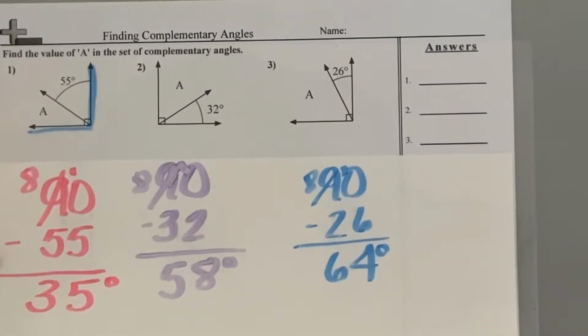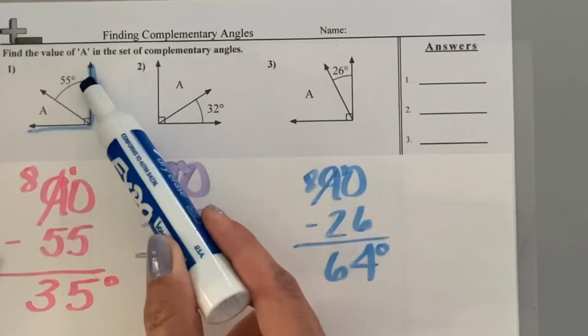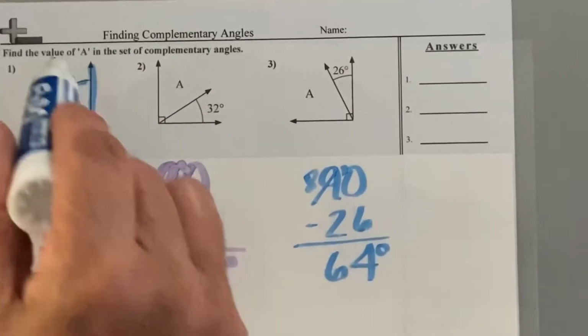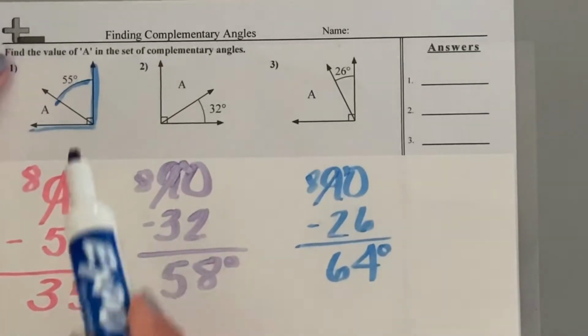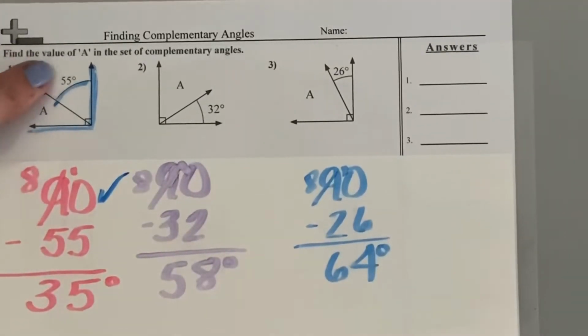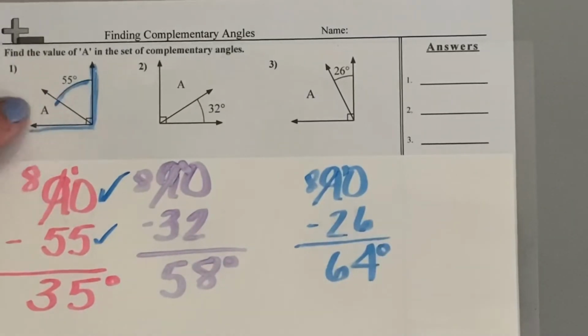I also see figure number 1, and notice I know the measure of this angle right here. They're telling us it's 55 degrees. I do not know angle A. I know the total is 90 degrees. I know one of the parts is 55 degrees. We subtract to find the missing part, and that means that angle A is 35 degrees.